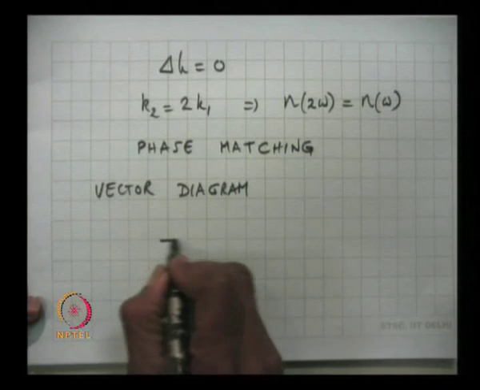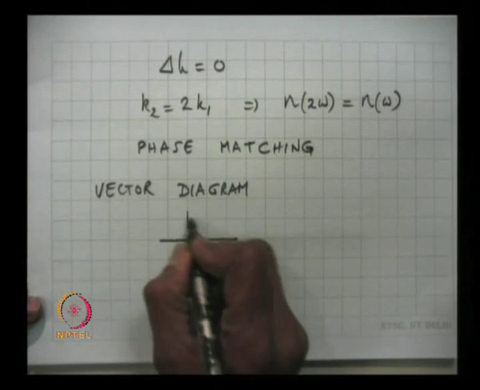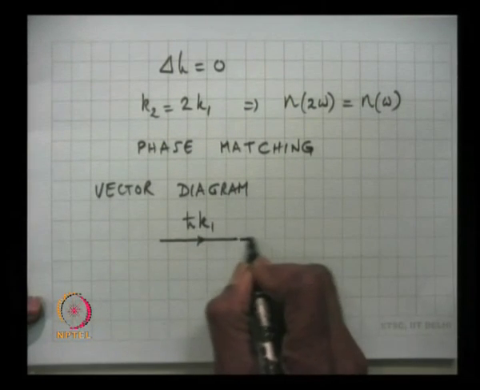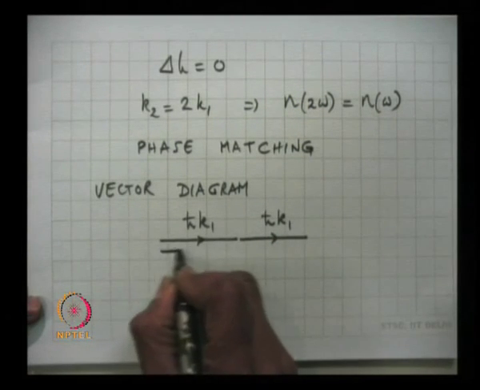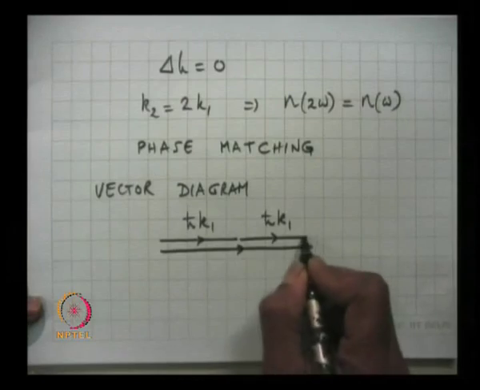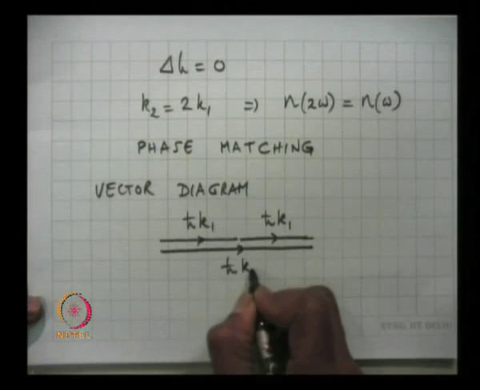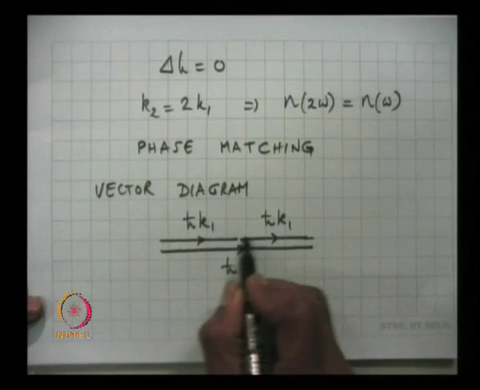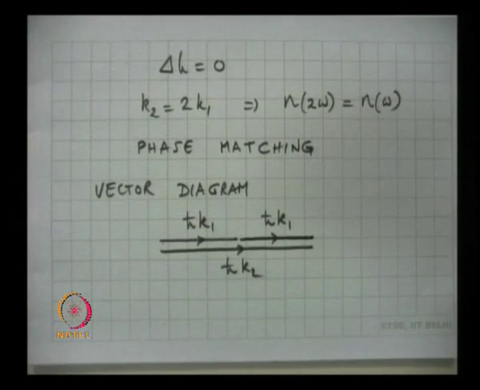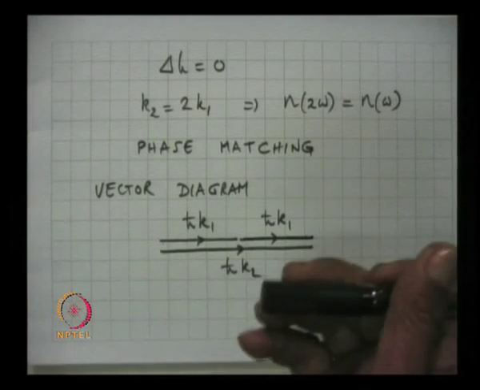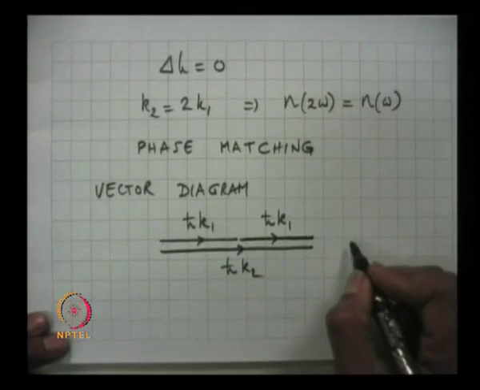So, here is the momentum vector of one of the photons, h cross k1, another h cross k1, and this is h cross k2. The sum of the two momenta is this length of the vector here, and this must be equal to the length of the h cross k2 vector. And they are all propagating in the same direction. So, this is my z axis, z direction.